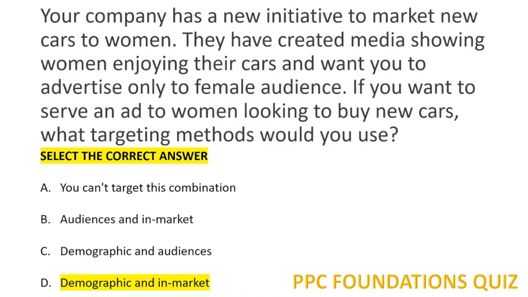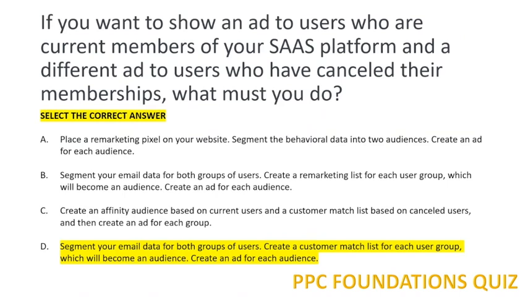Your company has a new initiative to market new cars to women. They have created media showing women enjoying their cars and want you to advertise only to a female audience. If you want to serve an ad to women looking to buy new cars, what targeting methods would you use? A. Demographic and in-market. If you want to show an ad to users who are current members of your SaaS platform and a different ad to users who have canceled their memberships, what must you do?